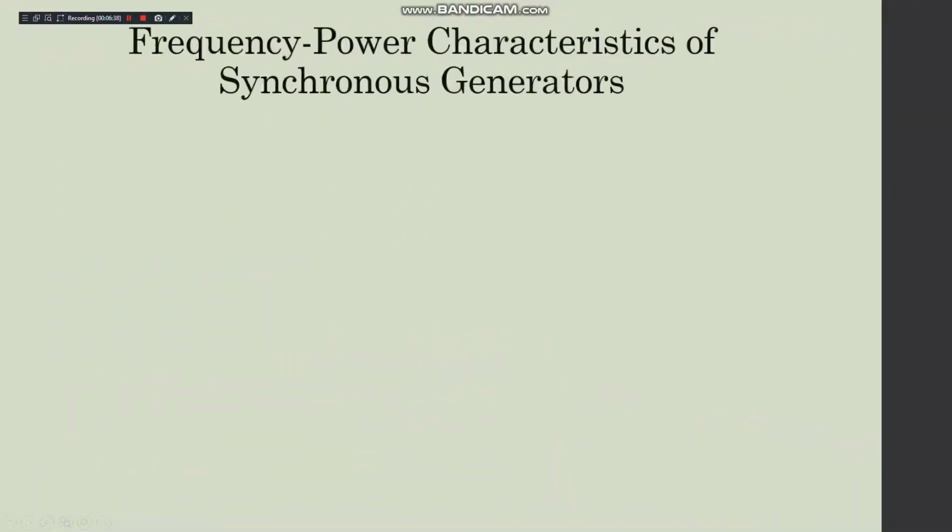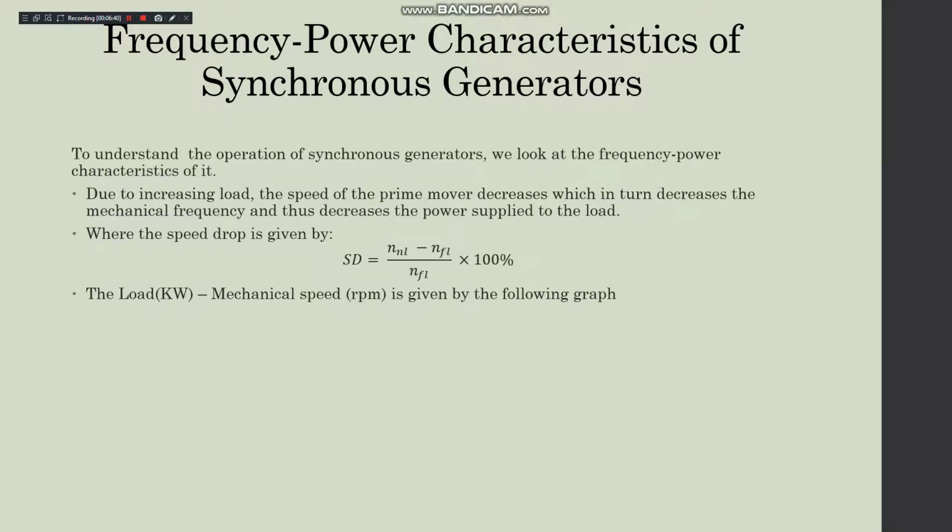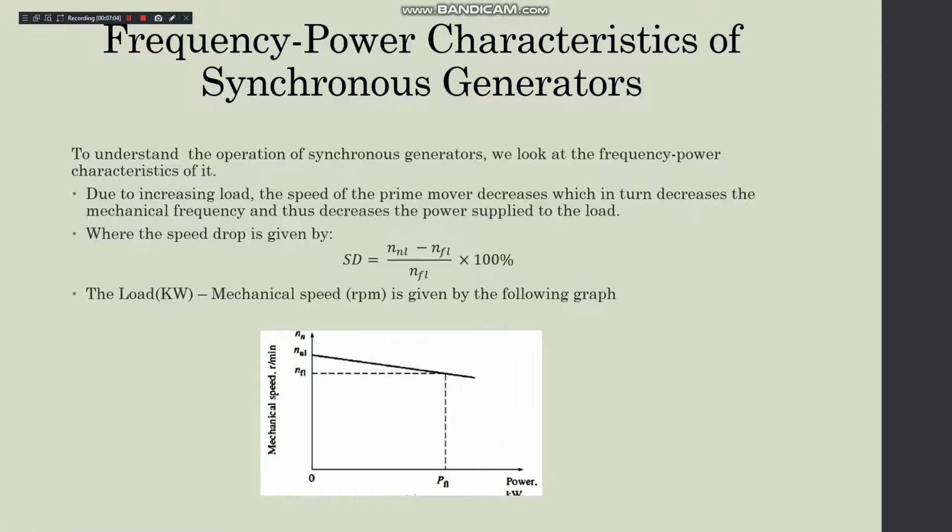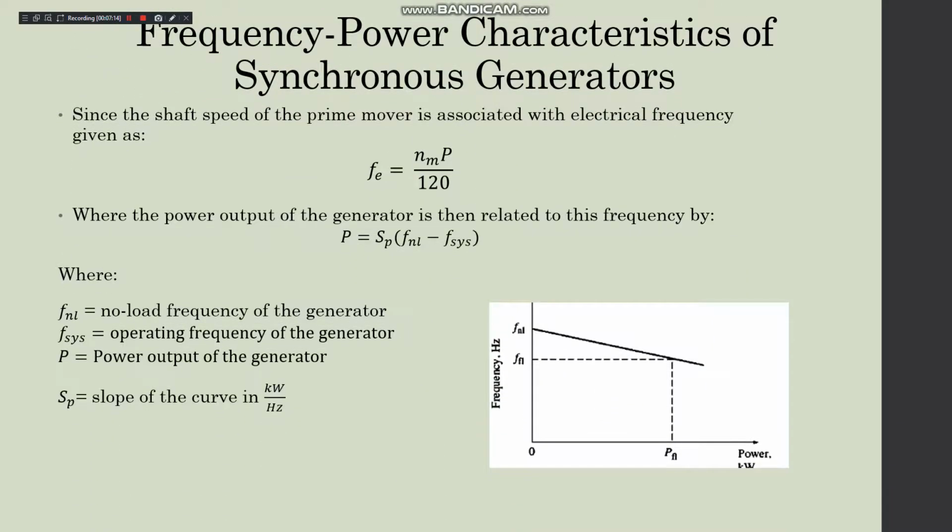Then we have frequency power characteristics of synchronous generators. As we know, individual synchronous generators have this phenomenon: if the load is increased, then we see a drop in their prime mover speed, which essentially reduces the electrical frequency, and thus it reduces the power output of the generator as well. As we can see over here, the full load frequency is less than the no load frequency, at the full load power demanded by the load.